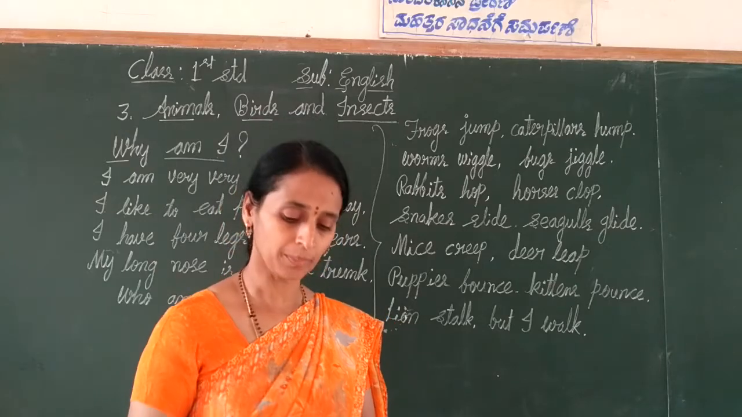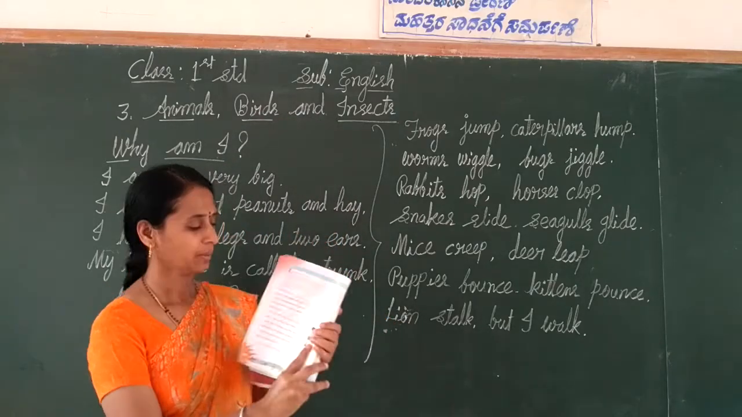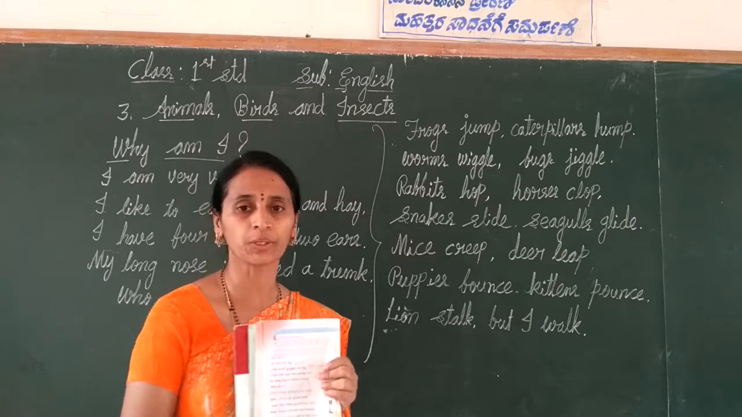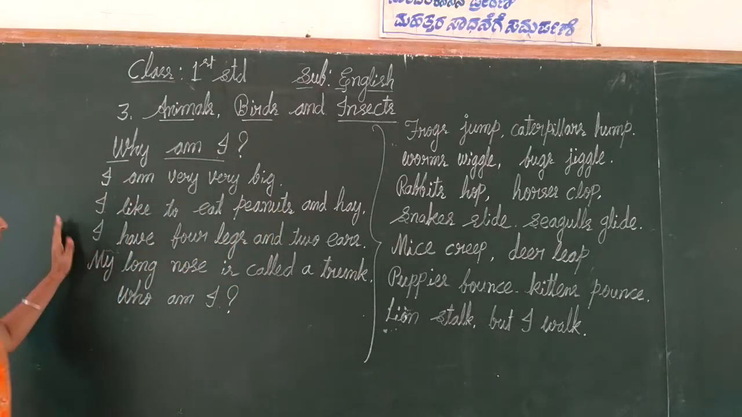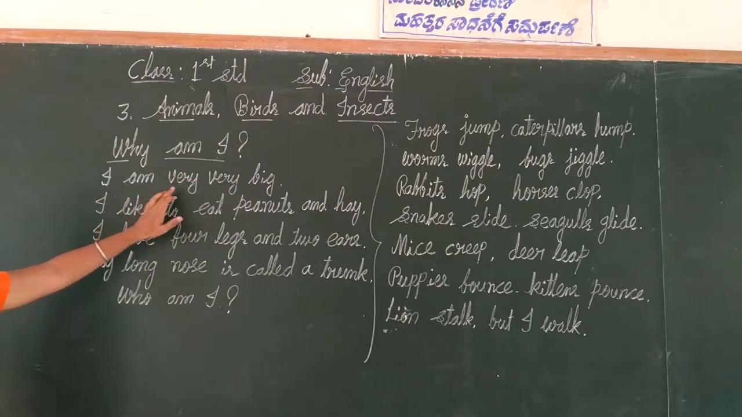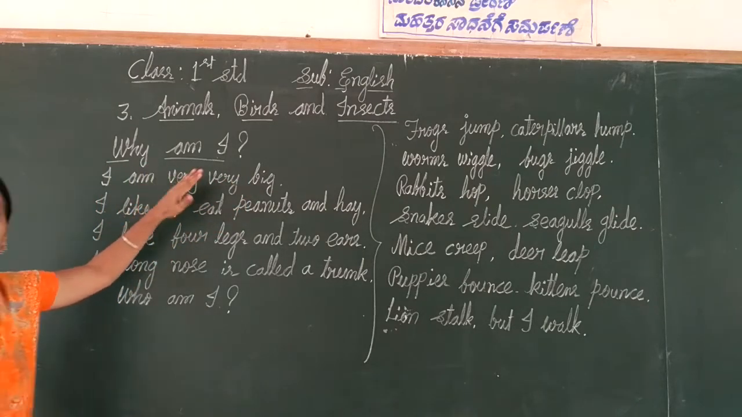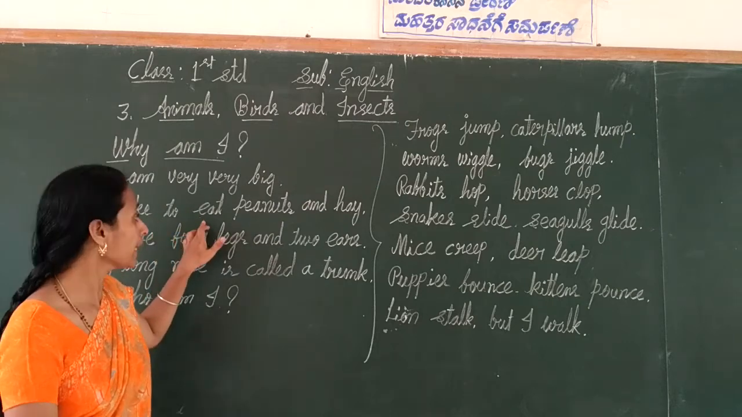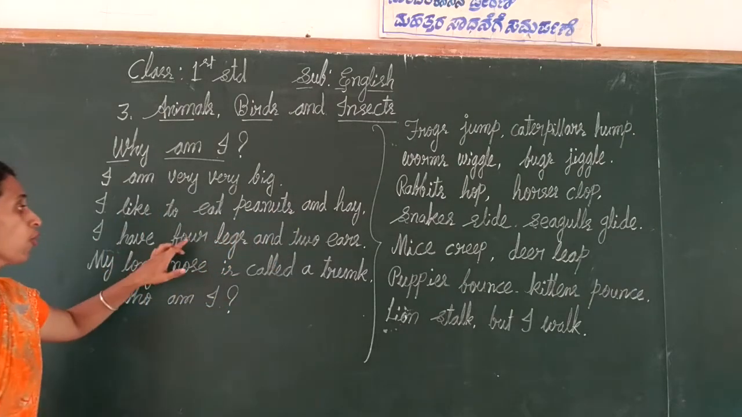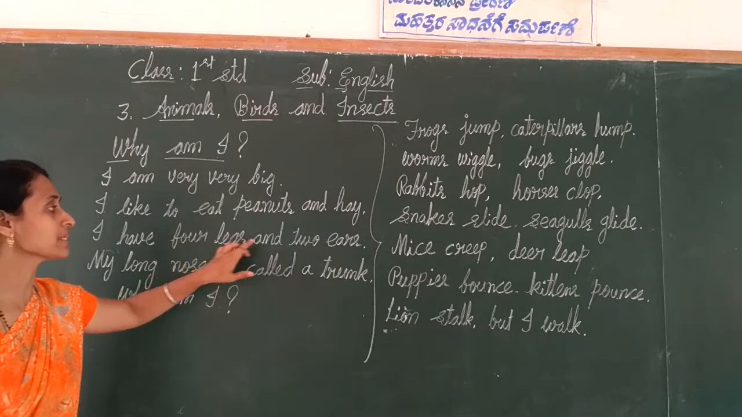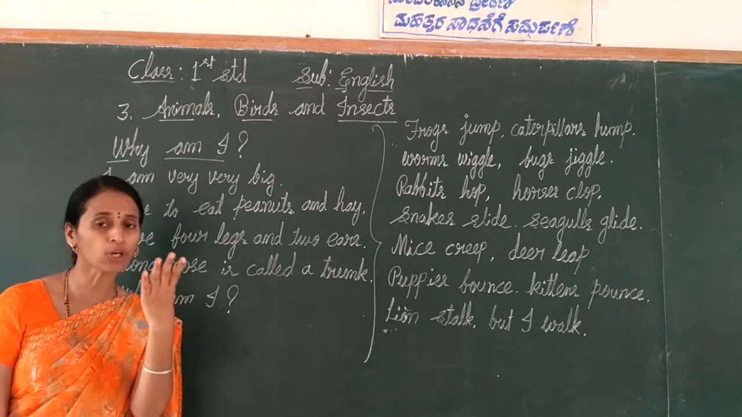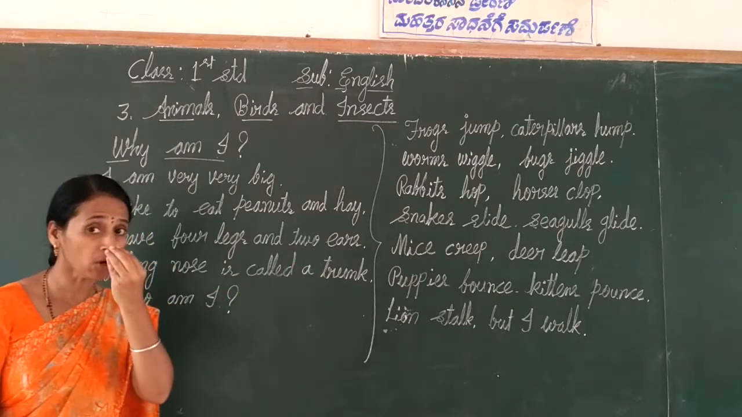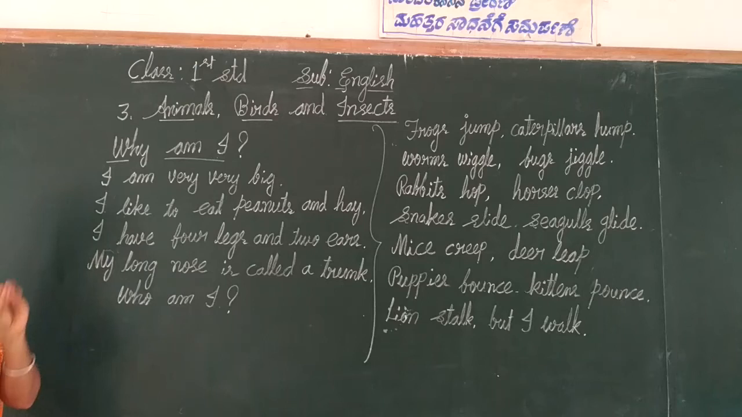Next, come to page number 15. There is one question: Who am I? Who am I means Nanu Yaru. I already wrote it. See: I am very, very big. I like to eat peanuts and hay. I have 4 legs and 2 ears. My long nose is called a trunk.